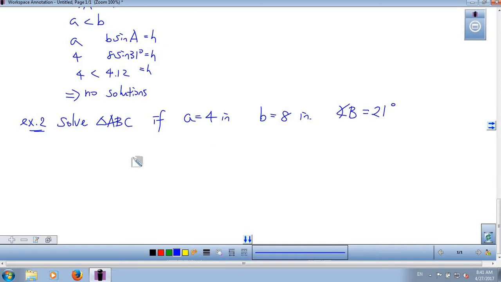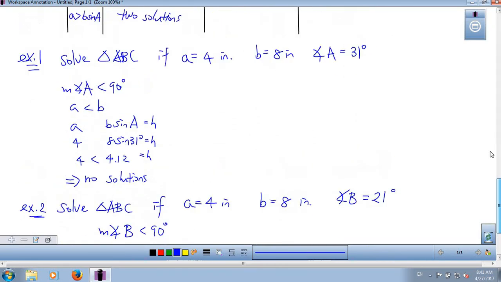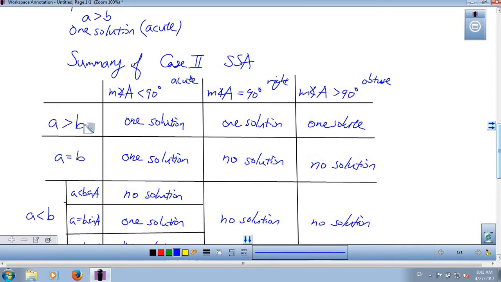Now, the given angle is angle B. So the measurement of angle B is less than 90 degrees. That means we're still looking at our first column. But instead of comparing a to b, we have to switch our thinking. We have to compare b to a because b is the opposite side. And b is greater than a, right? Because b is 8 inches, a is 4 inches. So we are going with this category, and that's one solution.